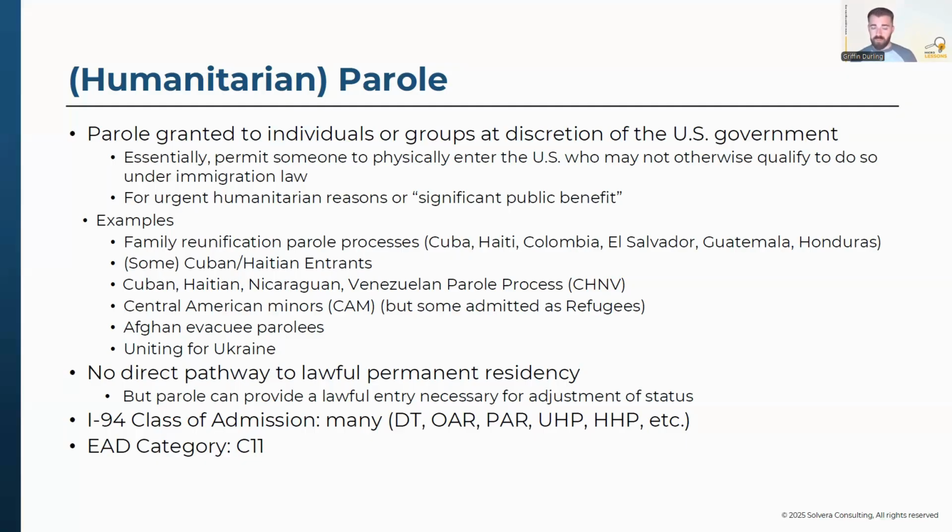Now, parole, as I mentioned, doesn't automatically lead to permanent residency, but it can provide a lawful entry, a record of lawful entry necessary for adjustment of status later.